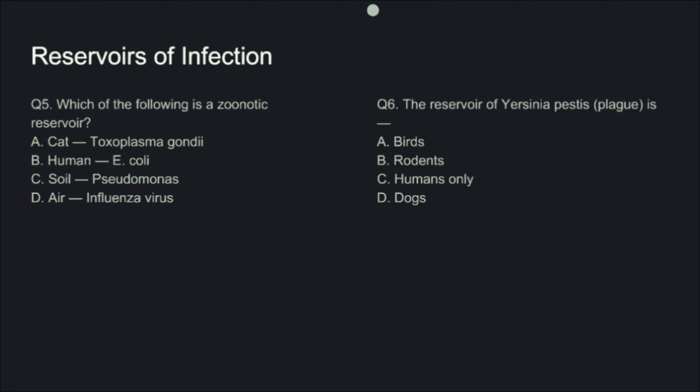Which of the following is a zoonotic reservoir? Options are A, cat is a reservoir of Toxoplasma gondii; B, human E. coli; C, soil Pseudomonas; D, air influenza virus. So correct answer for this question is option A, cat Toxoplasma gondii.